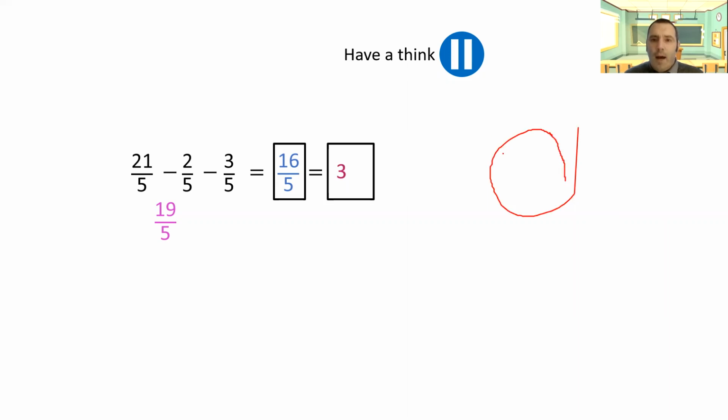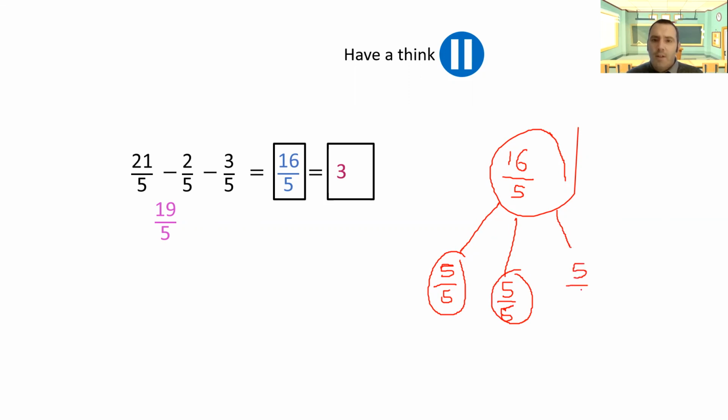At the top, we have 16 fifths. I can take one lot of 5 fifths, 2 lots of 5 fifths. Oops, not written that terribly well. And I can take a 3rd lot of 5 fifths. So here I've got 5, 10, 15 fifths, and I've got 1 fifth left over to get me to the 16.